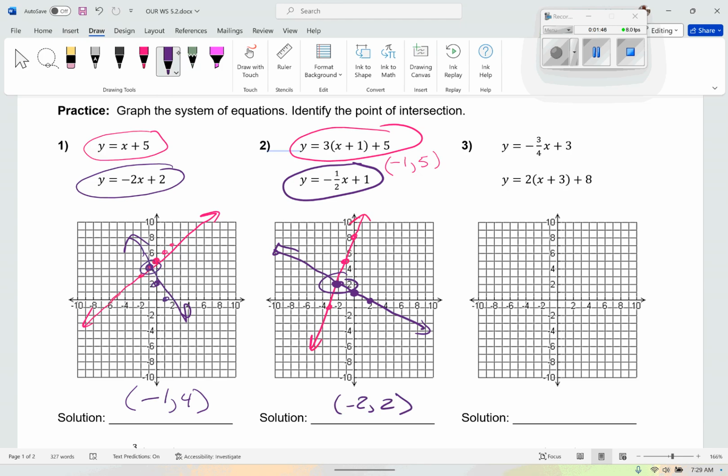Our next problem, we have a y-intercept of positive 3. So I'm going to go down a slope of negative 3 over 4. So down 3, right 4, down 3, right 4. Connect those dots.